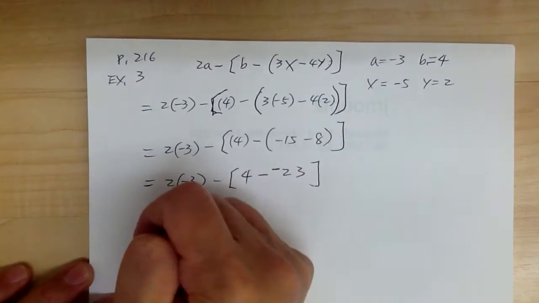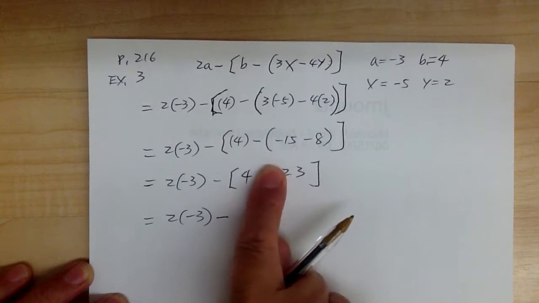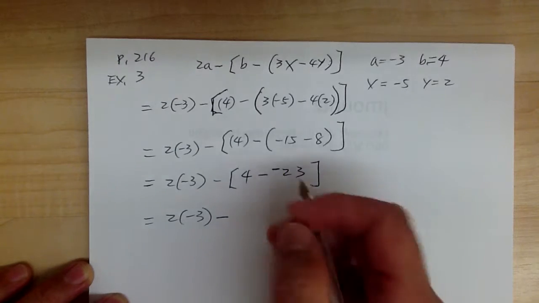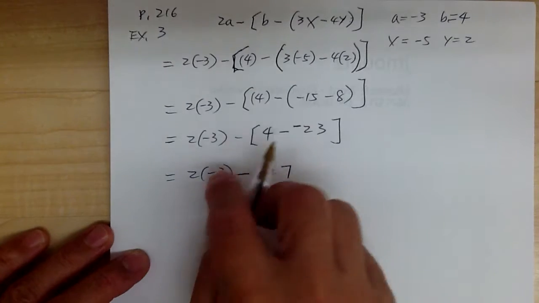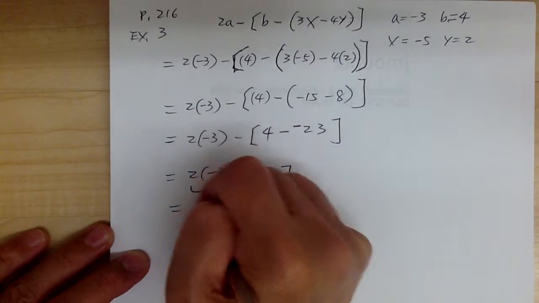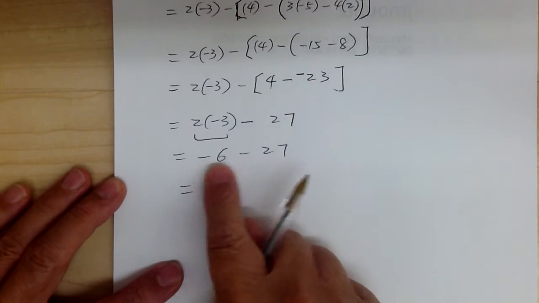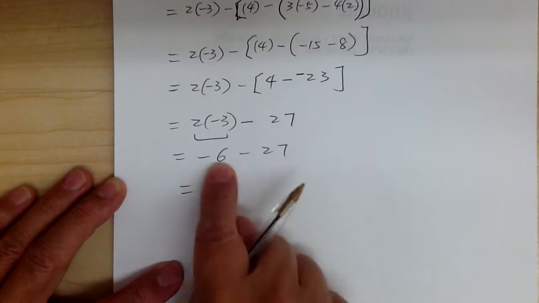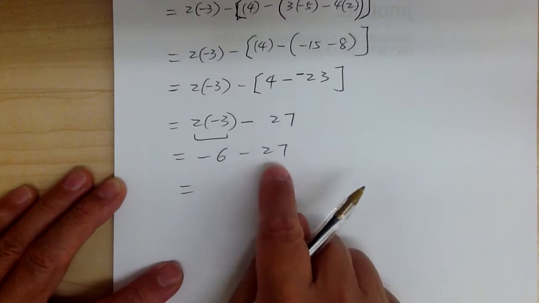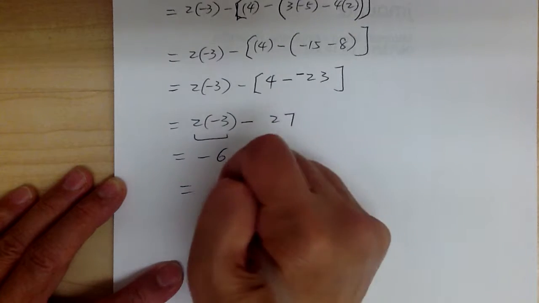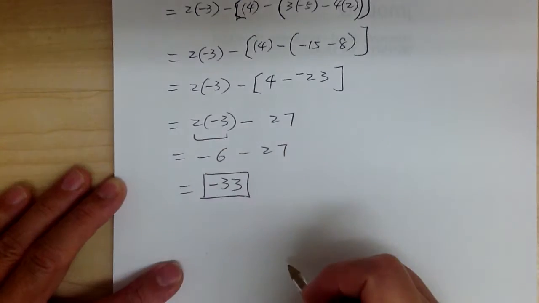So next, you have to work these things out. So this is equal to 2 times negative 3 minus, so this becomes plus. So 4 plus 23 gives you 27. So now you have multiplication and subtraction, so you have to do the multiplication first. So multiply, you get negative 6 minus 27. So now you have negative, negative, right? So when they are the same sign, you add the numbers together. So 6 and 27 give you 33, and you follow the sign, which is negative, and that's it.